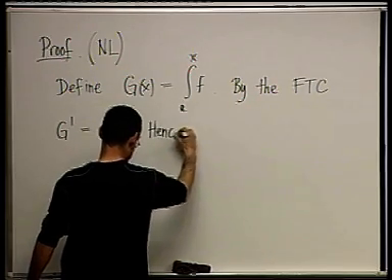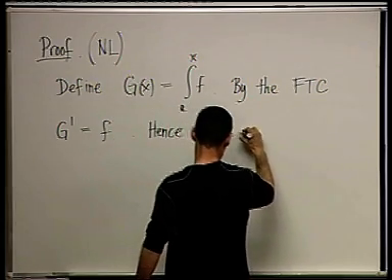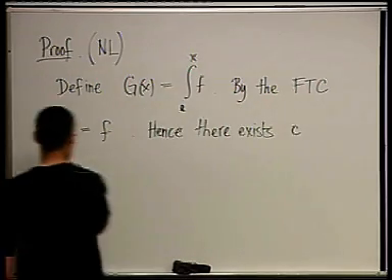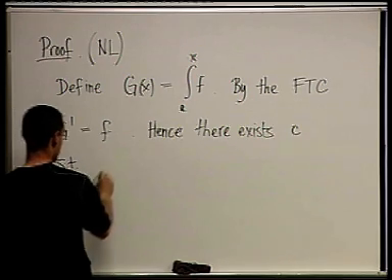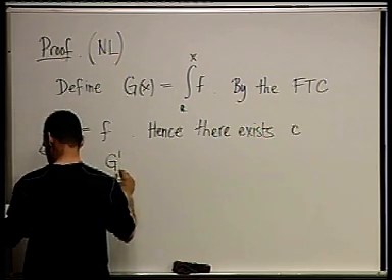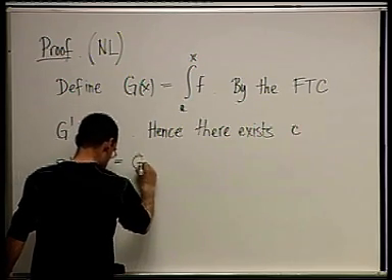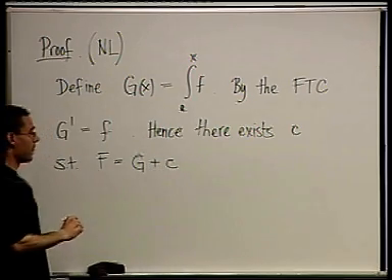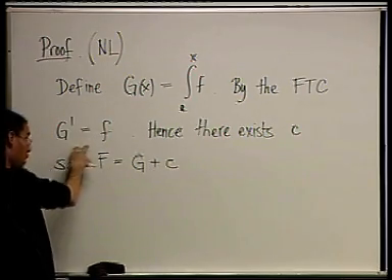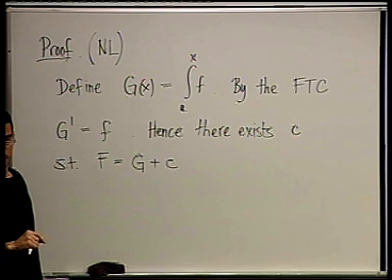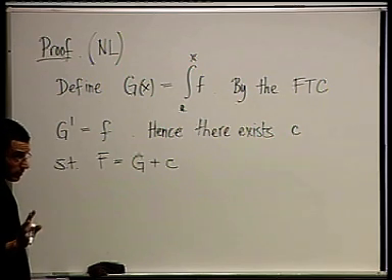Hence, there exists C, a constant, such that F equals G plus C. Because F is an antiderivative, G is an antiderivative, therefore they differ by a constant. Do you agree? Everybody? Say yes. Okay, questions? Yes?